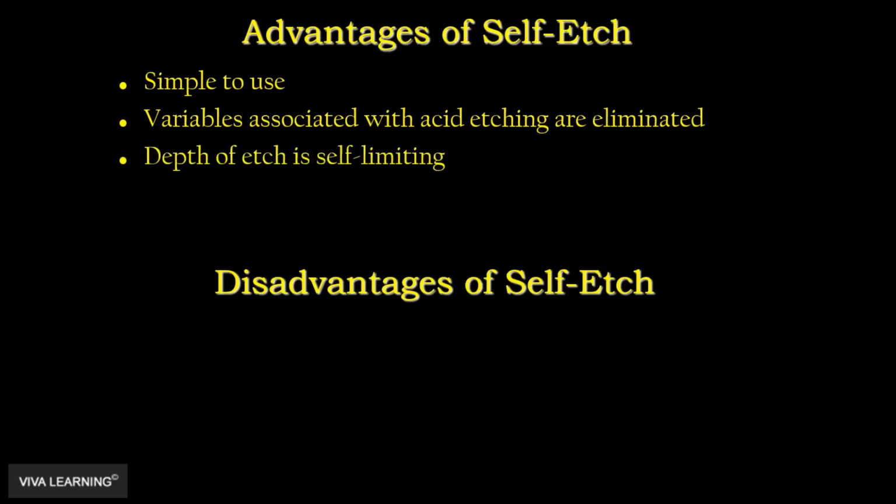The depth of etch is self-limiting. Unlike acid etching, if you etch too long on dentin, you can etch deeper into the dentin than your adhesive can actually penetrate. But when you're etching and priming at the same time with adhesive primers, it's self-limiting. You can't etch deeper than you're priming. And it's not as critical to isolate with a dry field.